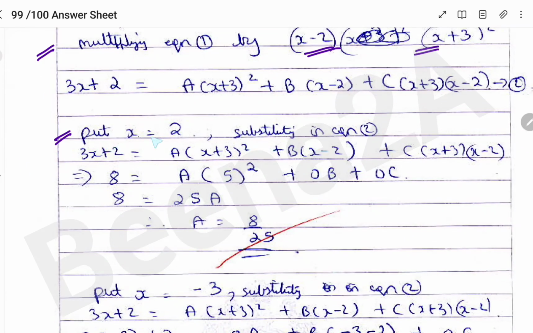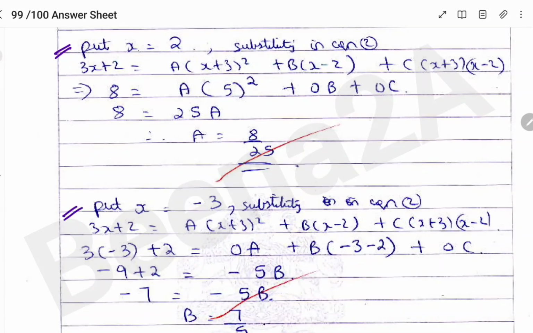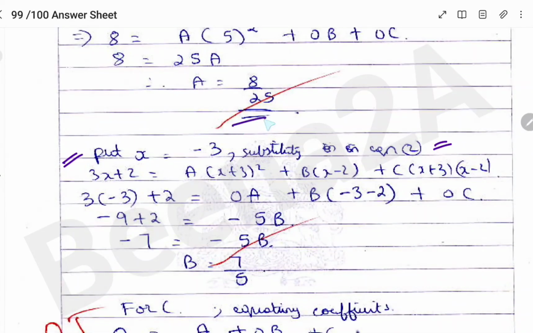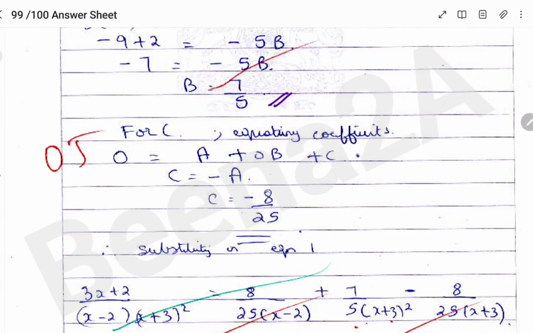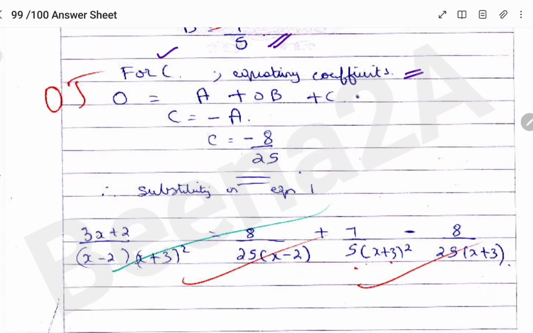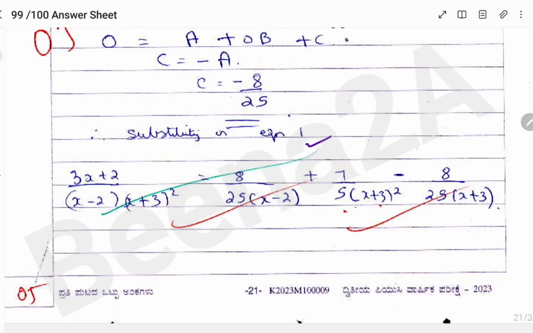He's put instructions: put x is equal to 2, substitute in equation 2. Put x is equal to minus 3, substitute in equation 2. He's underlined the answers A, B. Then he has put another instruction, equating the coefficients to find the value of C. Then substituting in equation 1. Finally, he's put the answer here.